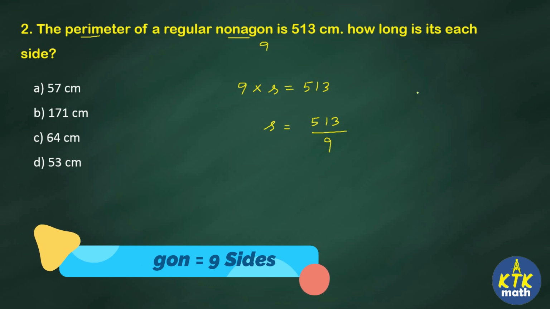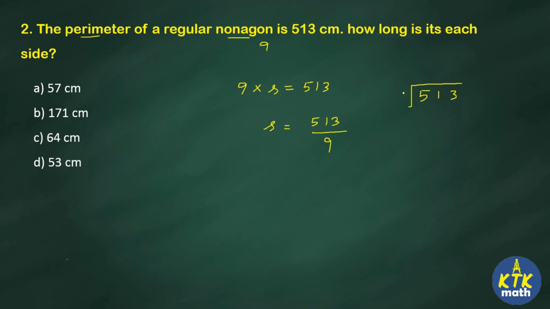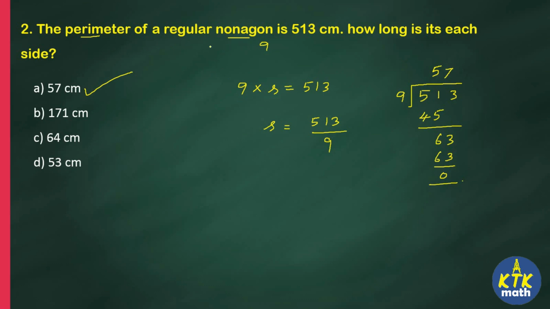513 divided by 9. You can do the ordinary division, or if you can cancel directly, you can cancel also. In 51 how many times? 5 times. 5 9s are 45. Just subtract, you will get 6. Bring down this 3. How many times? 7 9s are 63. So your answer for the second question is 57 centimeter. So you should know what shape is given and how many sides it has. Suppose if they gave octagon, it means 8 sides, or heptagon means 7 sides. So like that you should know the names of all the polygons with the number of sides.